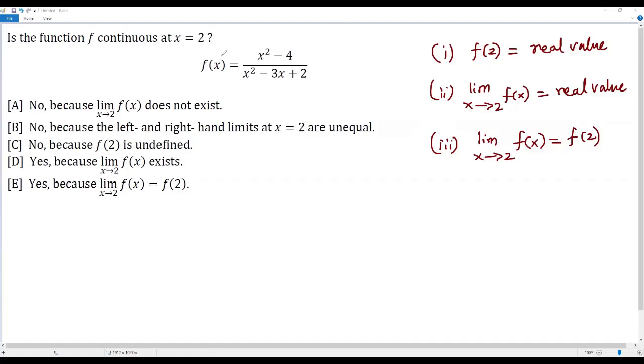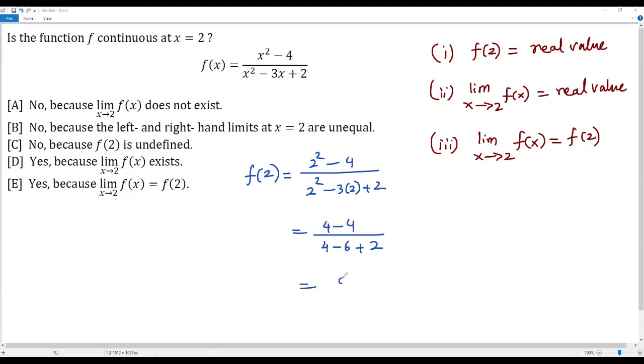For that, I have to plug in x equals 2 into the given function. Wherever we find x on the right side, I plug in 2 for x, and I get 2 squared minus 4 over 2 squared minus 3 times 2 plus 2. So here, 4 minus 4 over 4 minus 6 plus 2. We get 4 minus 4 is 0, and in the denominator, 4 minus 6 plus 2 is 0. So we get 0 over 0. Whenever I evaluate a function for a particular value of the variable, the numerator becomes 0 or non-zero, it doesn't matter. Always the denominator matters. So here the denominator becomes 0. Whenever the denominator of a fraction is 0 when I evaluate a function, it's called undefined.